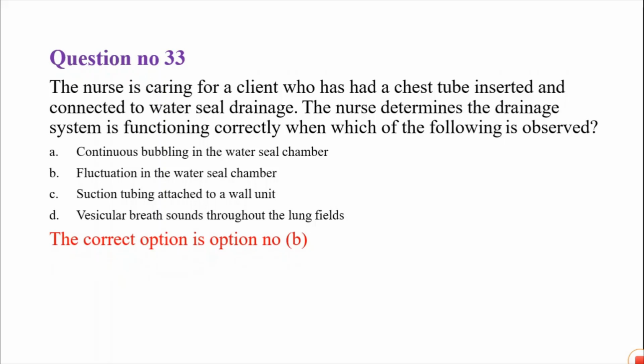The correct option is option number B, which is fluctuation in the water seal chamber.